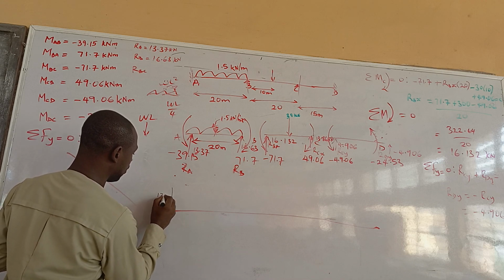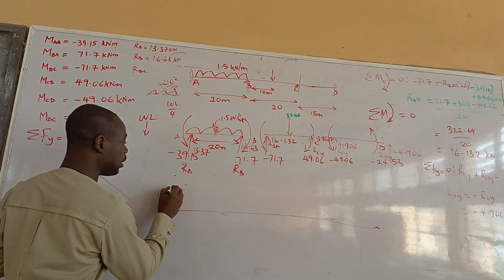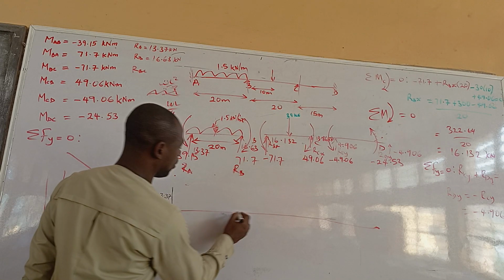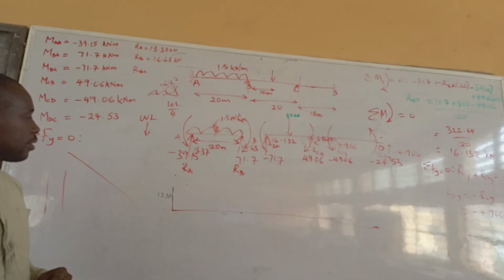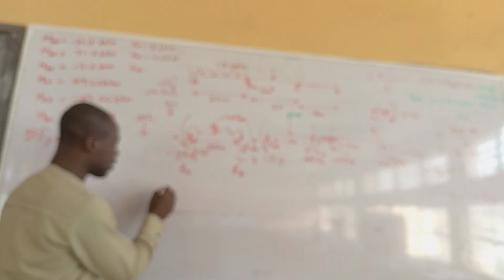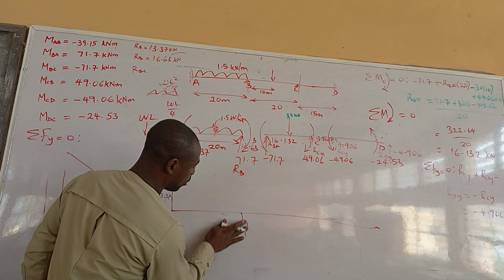13.3. I move from this point 0 here. I travel to 13.37. However, at point B here, it is 16.63. Because this is a uniformly distributed load, it slants. This 16.63 here.